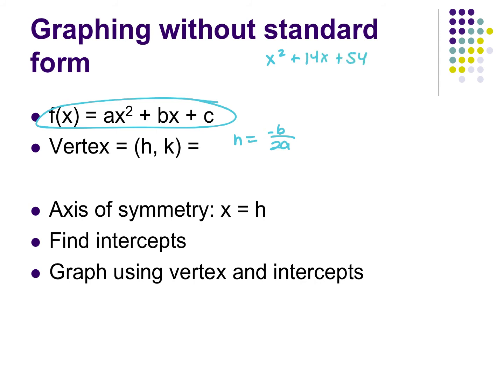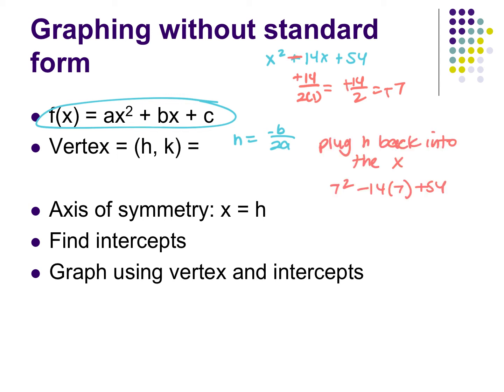1, 14, 54, right? So the negative b would be negative 14 over 2 times a, which is 1. Negative 14 over 2, and that's negative 7. That's the same coordinate I got the last way, right? The same, yep. I would get 49 minus 98 plus 54. That's negative 49 plus 54, which is 5, and 7, 5 was my vertex. So that's to find k. That's to find k, yep.